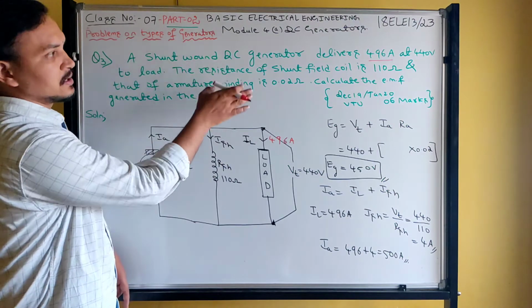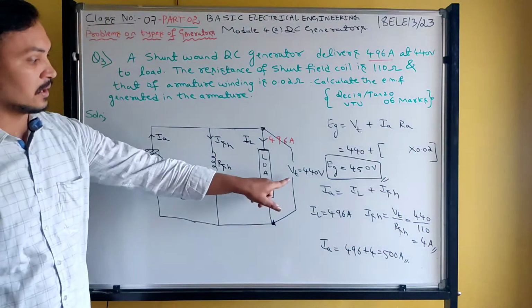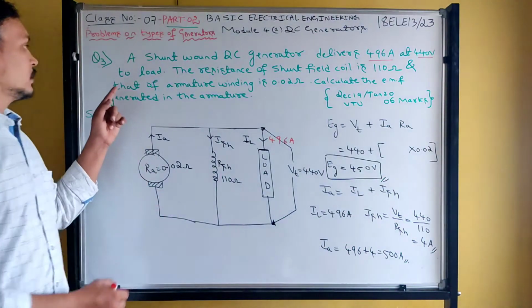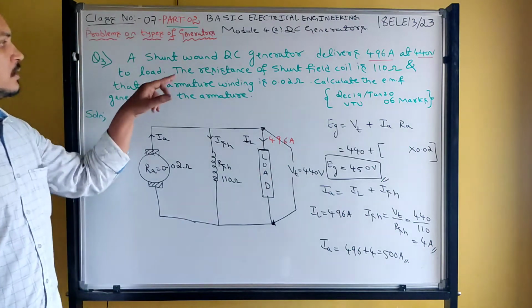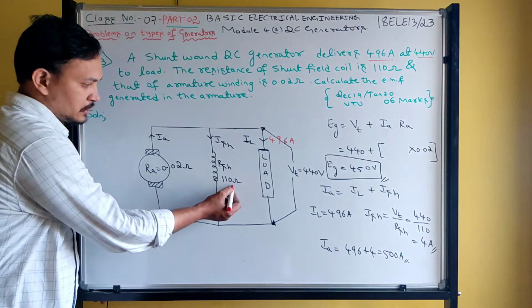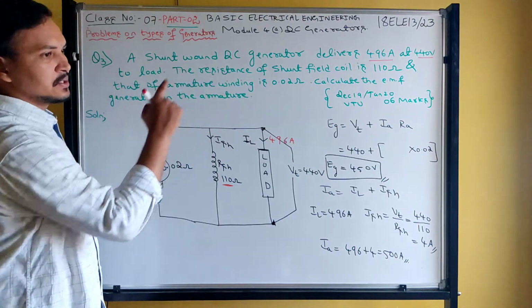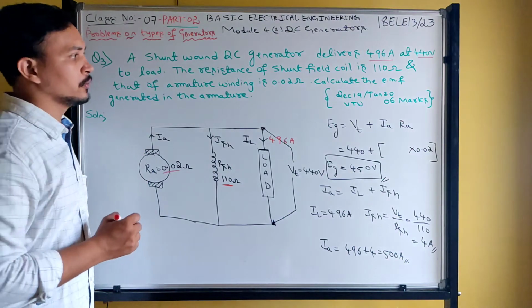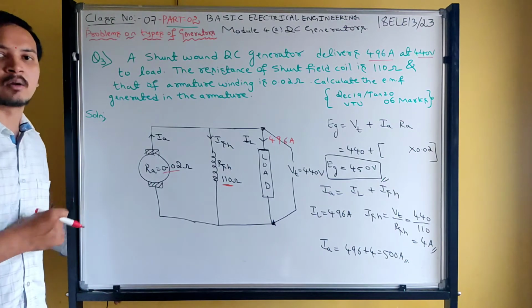A shunt DC generator delivers 496 ampere at 440 volt supply. At 440 volts, that is the terminal voltage, to the load. The resistance of the shunt field coil is 110 ohms, and that of the armature winding is 0.02 ohms. So armature winding resistance is 0.02 ohms. And they ask a direct question: calculate the EMF generated in the armature.